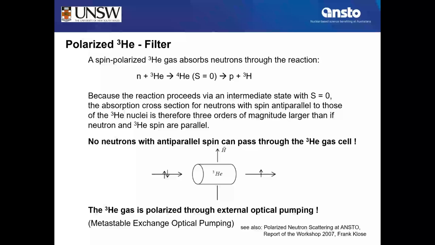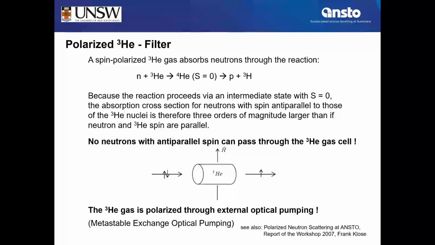In a helium gas, random orientation, everything is absorbed. But if we have a trick to polarize the helium nuclei parallel in one direction, then absorption takes place only for one neutron spin component. So in simple words, after passing a neutron beam through a helium-3 cell, a polarized helium-3 cell, only one neutron spin component is passing through.